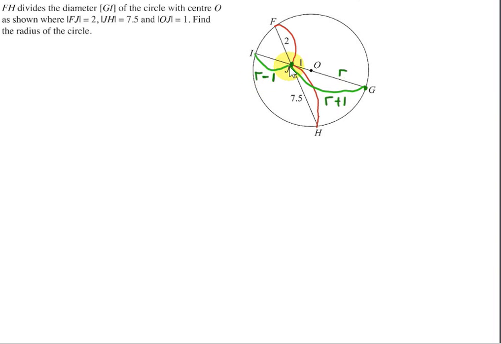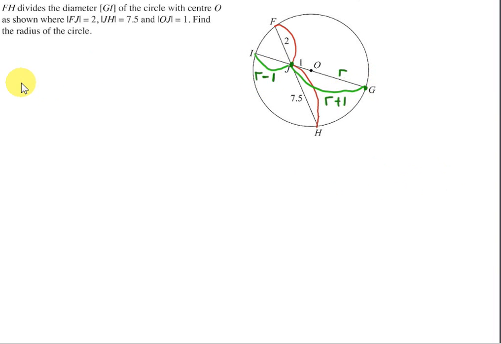Another way we could arrive at that is to realize that GI is the diameter of the circle. So if we add R plus 1 onto R minus 1, we should get the diameter. Well, we get R plus R, that's 2R, and 2R is the length of the diameter of a circle. The diameter is twice the radius. So I just applied the theorem.